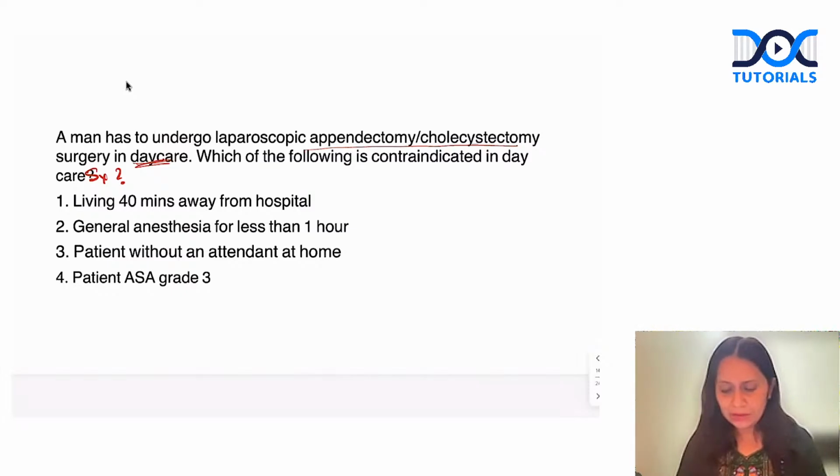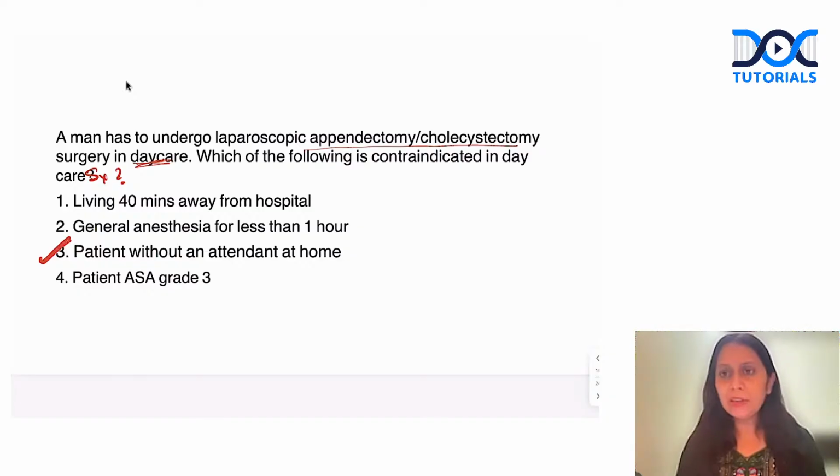Okay, general anesthesia for less than an hour. Again, it's not a long duration surgery. We can take this patient for daycare surgery. Patient without an attendant at home. Now, if there is no person to look after the patient when we discharge the patient, when the patient goes home, this is a strict contraindication for daycare surgery. So this is what should be the answer.